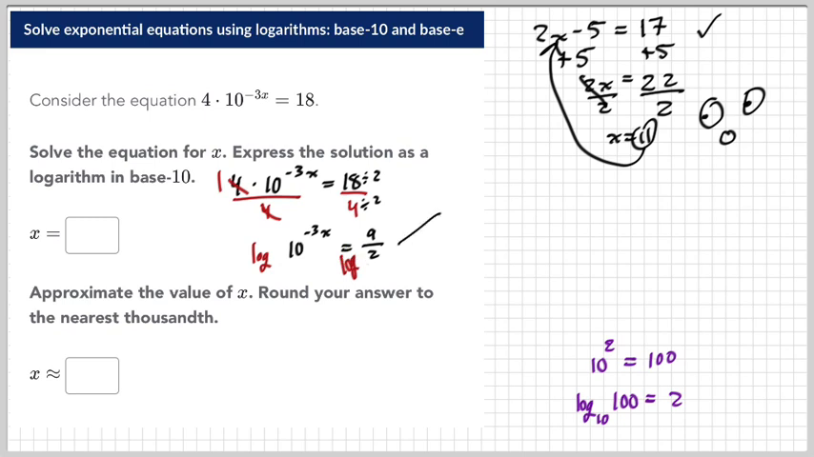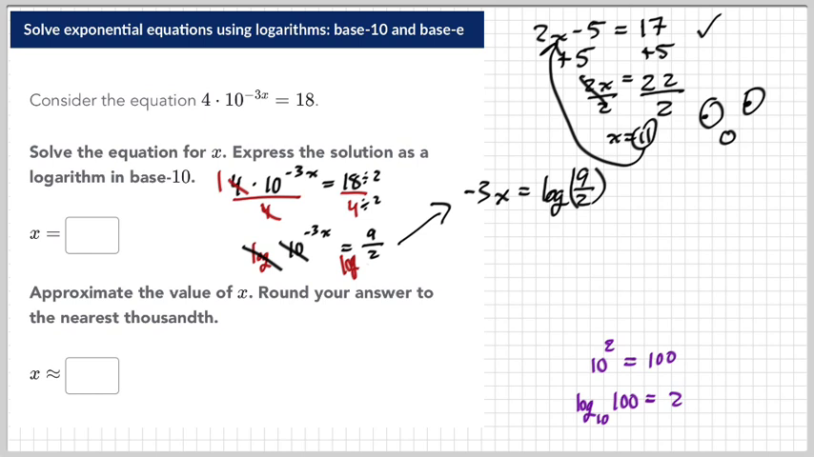That's what you guys are waiting for. What does it look like now? I'll show you. These guys cancel out, and negative 3x is sitting right there. And on the other side, we have the log of 9 over 2. That's on the inside of the log. You don't have to have the parentheses, but some of you guys like it, I know.